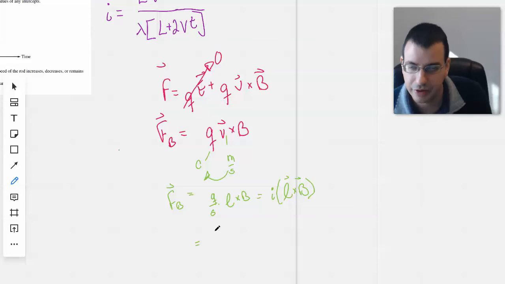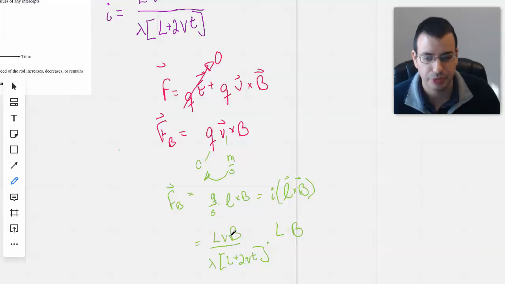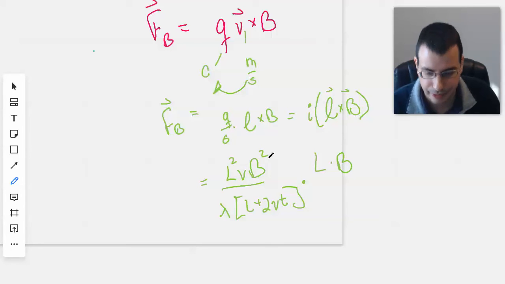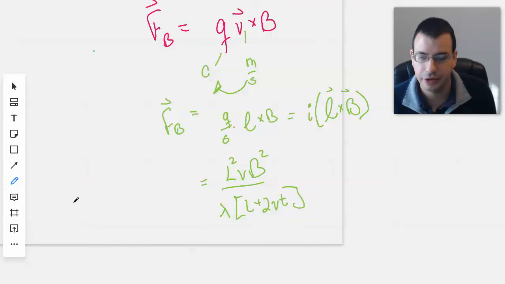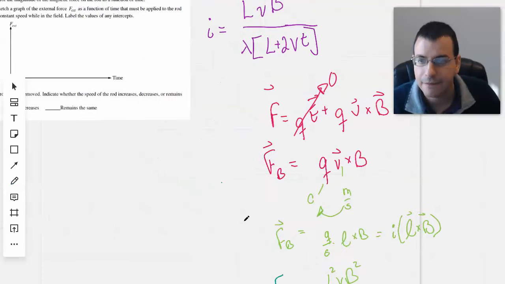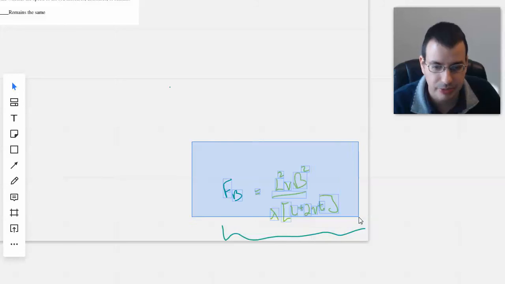So we have LVB over lambda times L plus 2VT, times L times B. So it could be L squared plus B squared. So maybe if I just yep, there we go. And that is our force magnetic due to time. And I'll erase this portion and keep this because it may be useful later.